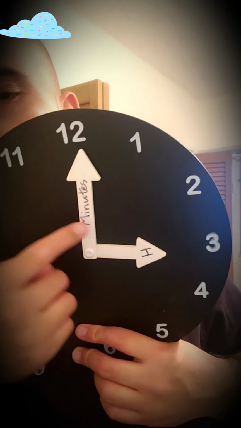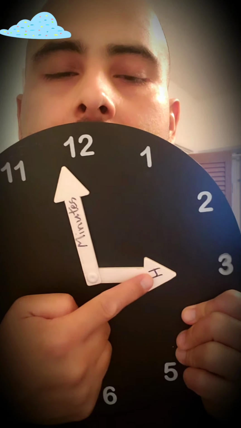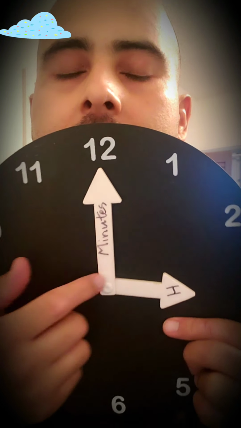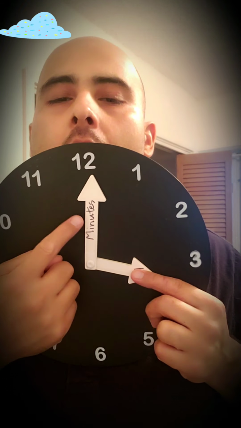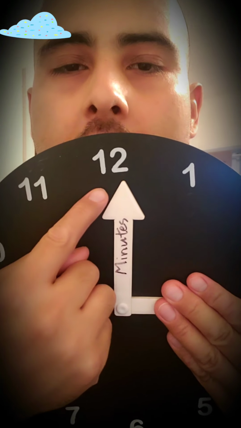An analog clock also has a big hand. The big hand tells you the minutes in the time. Little hand tells you the hour. The big hand tells you the minutes. So right now, the big hand is pointing at 12. Whenever the big hand points at 12, we're going to say o'clock, something o'clock.